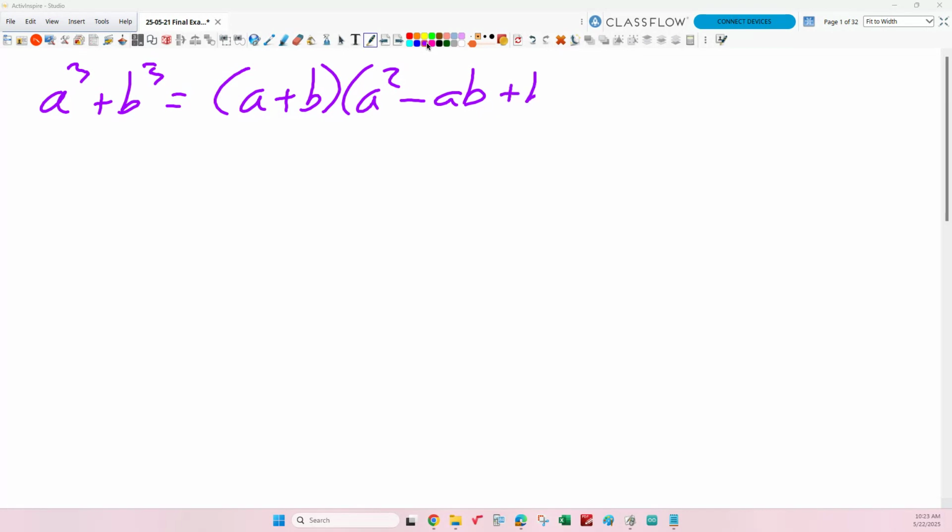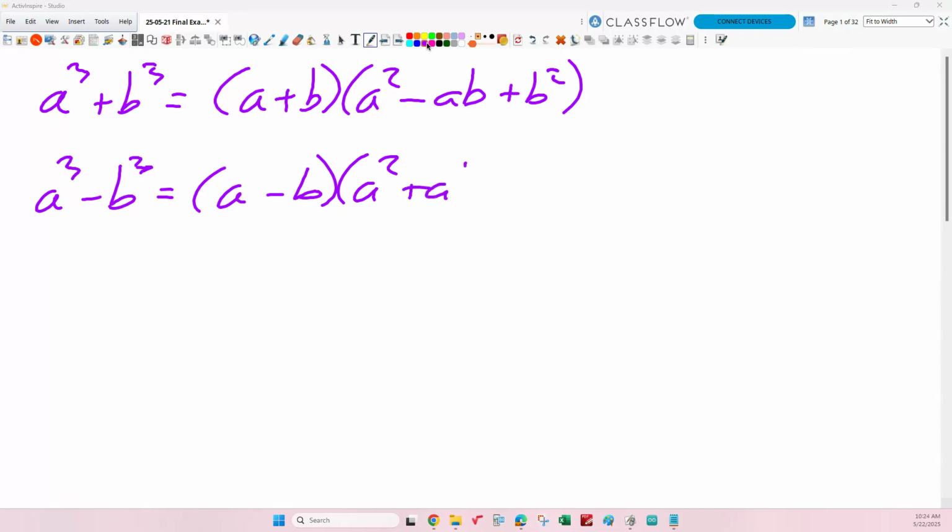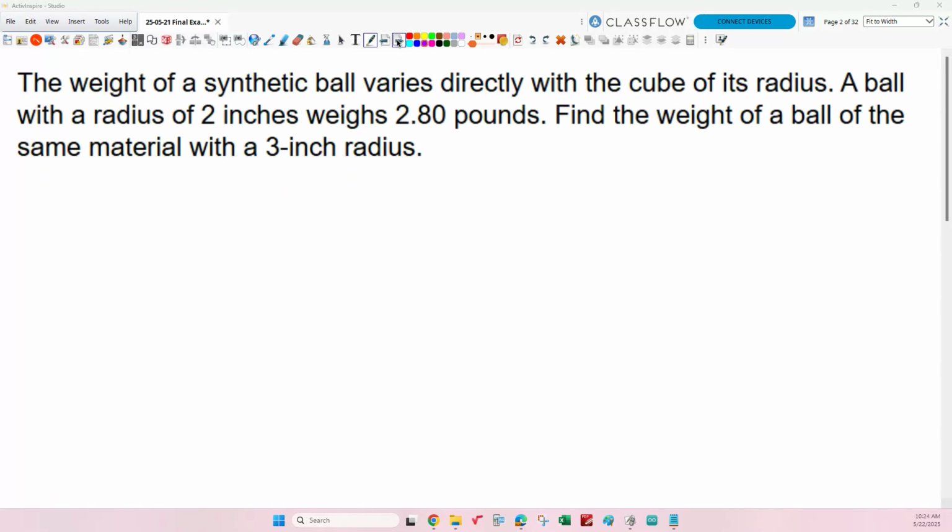Plus. Okay, good. And then if I wanted to do a difference of cubes? Good. Okay, we haven't done that in a little while, but that's a really important pattern that you're going to use a lot, moving forward. So if you need to review those, go for it.